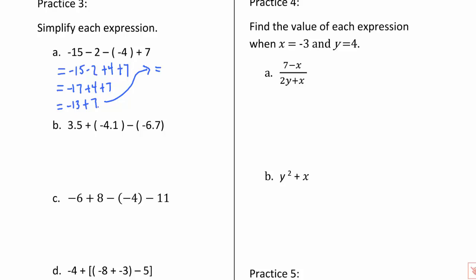Then we just do negative 13 plus 7. Opposite signs subtract, so 13 minus 7 is 6, and use the sign of the larger number, which is the negative 13, so that's a negative 6.